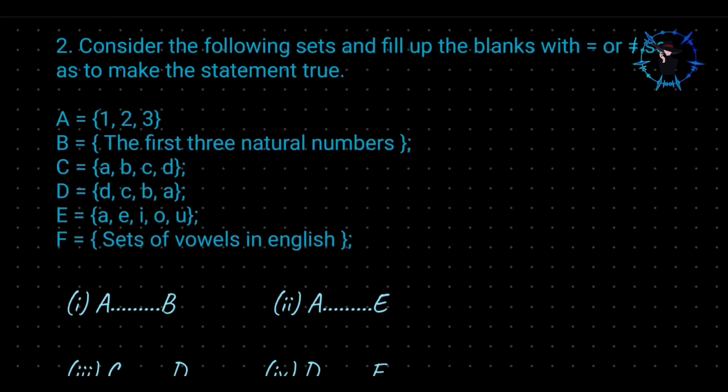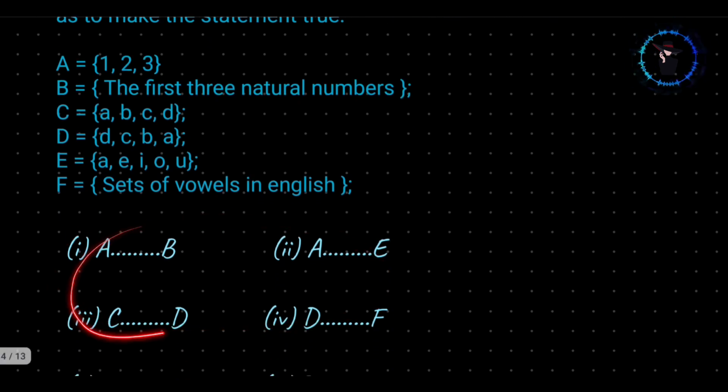Now, second question. Consider the following sets and fill up the blanks with equal or not equal. We need to read these statements and see which sets are equal and which are not. So, the first question we have is A is a set with 1, 2, 3 and B is the set of the first three natural numbers. Are those two equal? Yes. The first three natural numbers are 1, 2, 3. So A equals B. So we will write equal here.